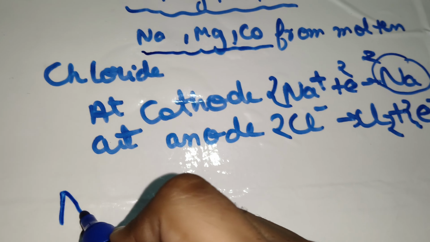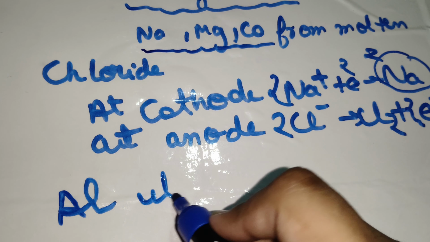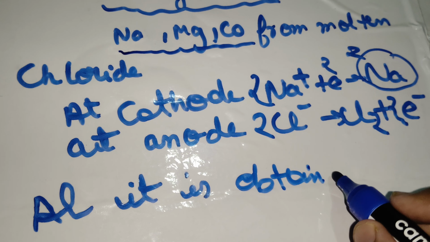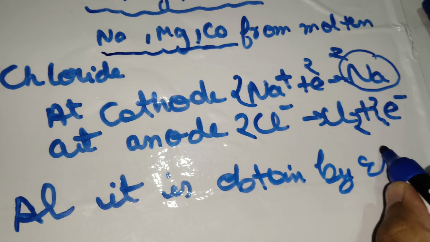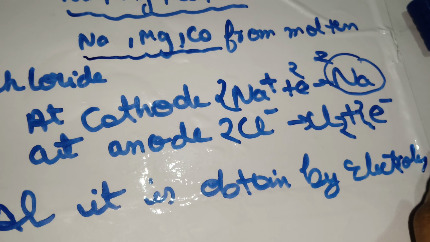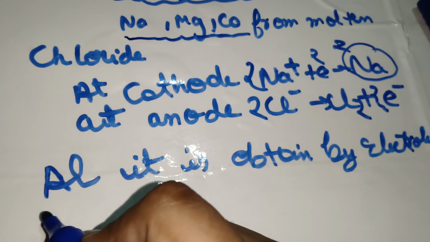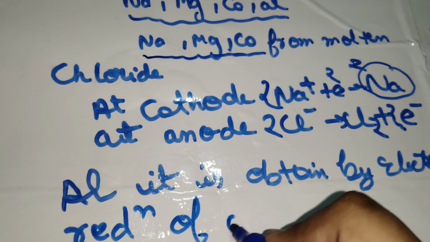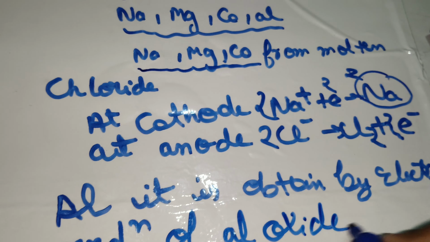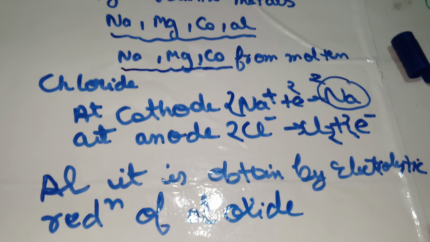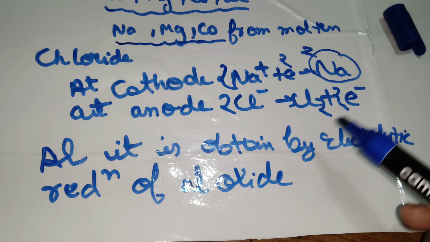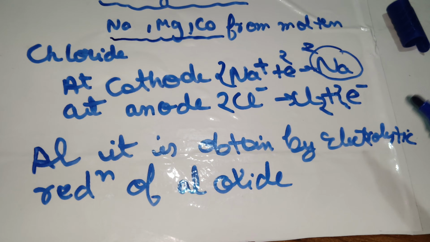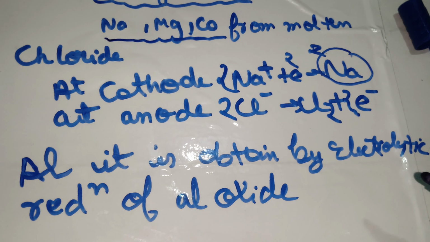But for the case of aluminium, it is obtained by electrolytic reduction of aluminum oxide. Here, basically, sodium, magnesium, and calcium are reduced from their molten chloride form. The chloride leaves 2 electrons that are taken by the sodium to form sodium metal. But in the case of aluminum, we use the oxide form.